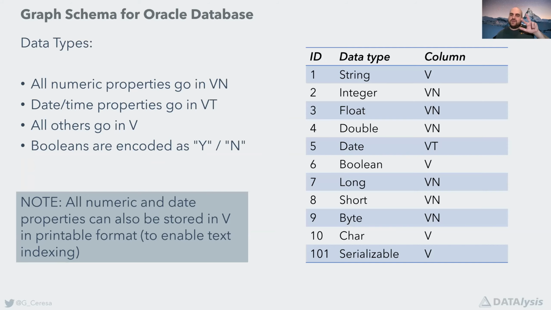Because there are the 3 kinds of columns, V, VN, and VT, if you want to fully index your information, you can also store a copy of the number and a copy of the date into the V column. So when you have a number, you enter a TO_CHAR of this number into V and the number itself into VN, and so on with the dates. That's up to you. It's not mandatory. It's just a shortcut to have full indexing of your data.